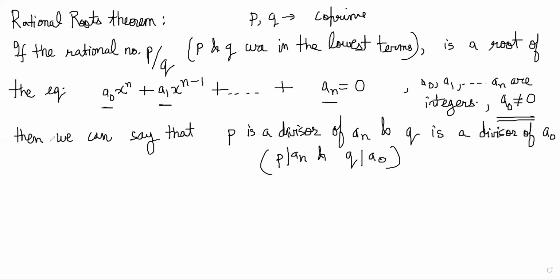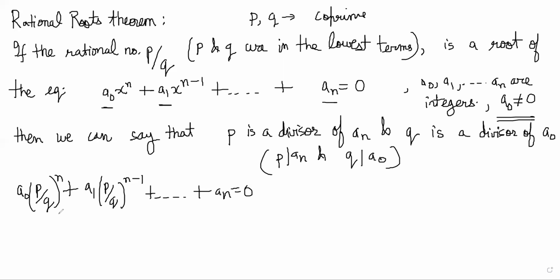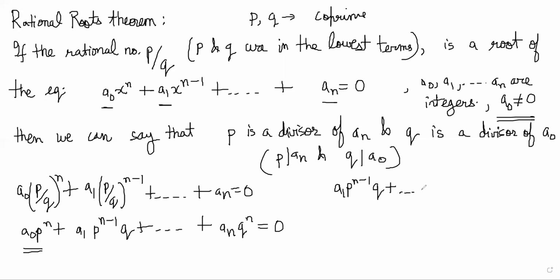So the proof of this is not very hard. We'll quickly discuss it. So let's put p by q inside this, p by q power n plus a1, p by q power n minus 1 and so on, and plus an is equal to 0. This should be true. So multiplying throughout by q power n, you'll get a naught pn plus a1 pn minus 1 q plus so on plus an q power n is equal to 0, right? Now you take a naught pn to the other side, so you'll get a1 p power n minus 1 q plus so on till an qn is equal to minus a naught p power n, right?